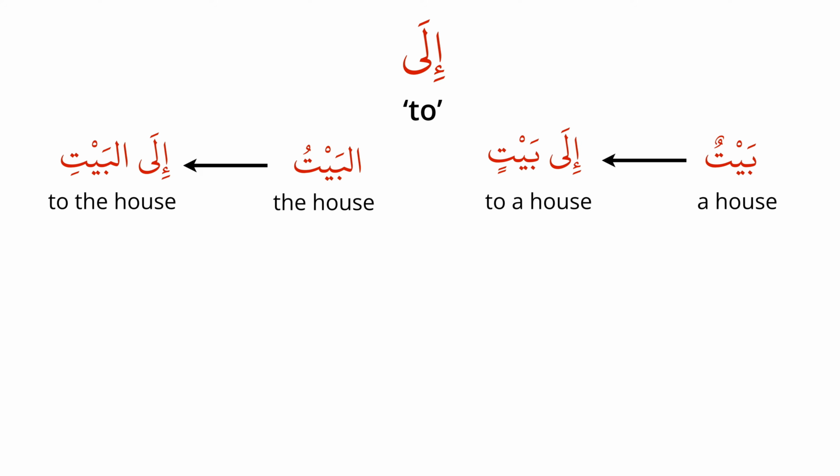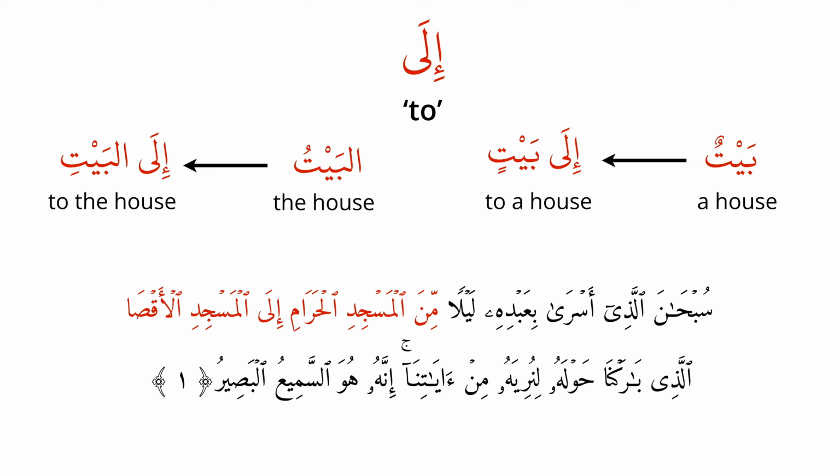Let's have a look at this verse from Surah Al-Isra, Surah number 17, verse number 1. سبحان الذي أسرى بعبده ليلا من المسجد الحرام إلى المسجد الأقصى الذي باركنا حوله لنريه من آياتنا إنه هو السميع البصير. In this verse we see two genitive phrases which are من المسجد الحرام إلى المسجد الأقصى.